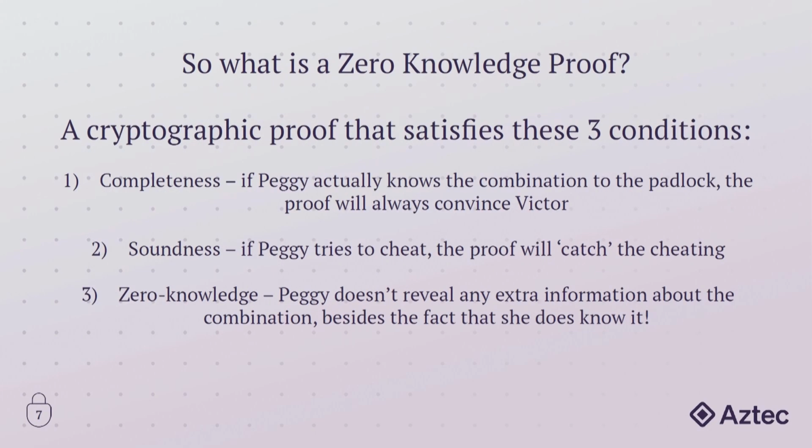It satisfies these three fundamental conditions: completeness, soundness, zero-knowledge. Completeness is basically that an honest prover can always make a valid proof, so the verifier won't reject a good proof. Soundness means that a verifier will always reject a bad proof. And zero-knowledge means that effectively the verifier doesn't extract any useful information out of your proof.